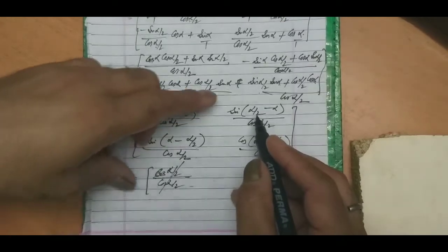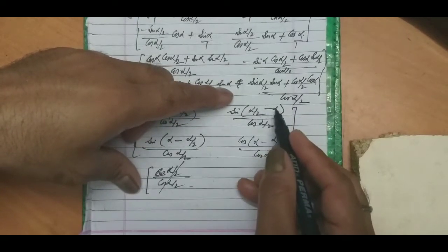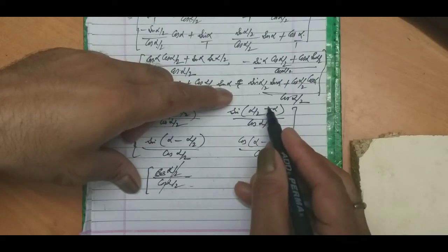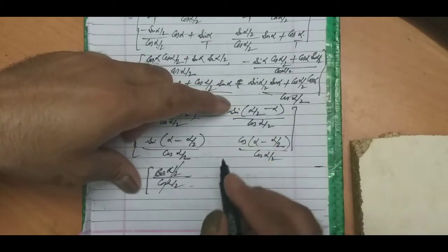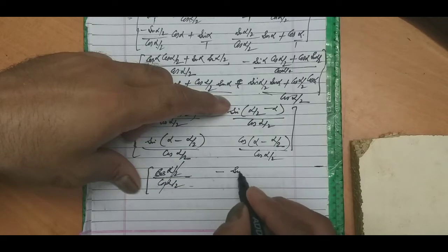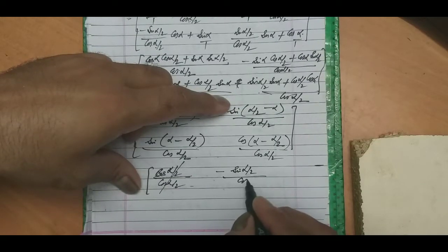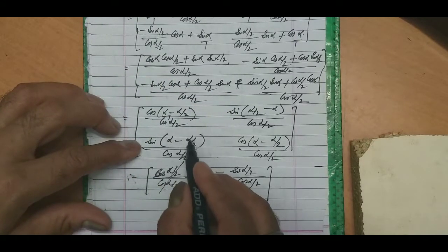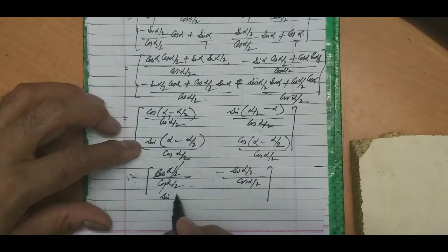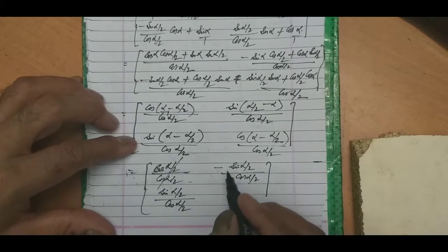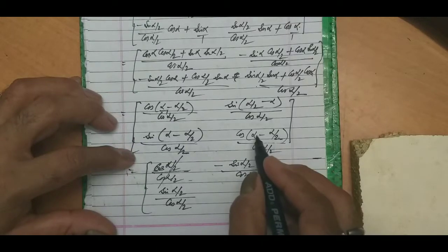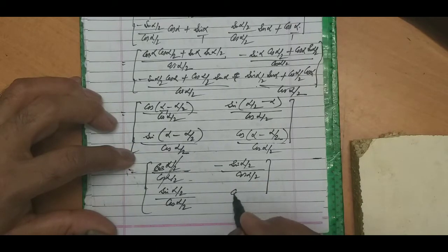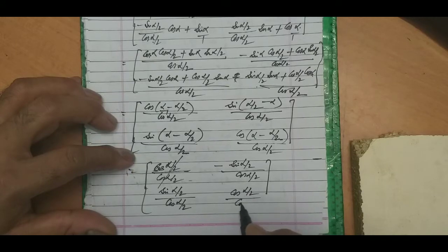Cancel. Taking LCM, 2 alpha minus alpha by 2, and then sine minus theta is minus sine theta, so minus will come out, sine alpha by 2 upon cos alpha by 2. Here 2 alpha minus alpha, again alpha by 2, so sine alpha by 2 upon cos alpha by 2, and then cos alpha, 2 alpha minus alpha, alpha by 2, so cos alpha by 2 upon cos alpha by 2, these two also cancelled.